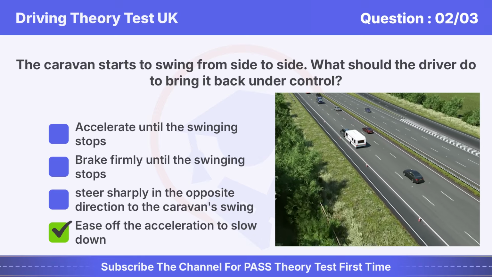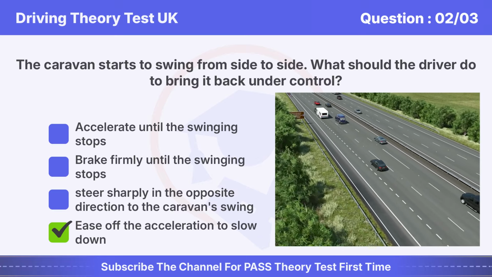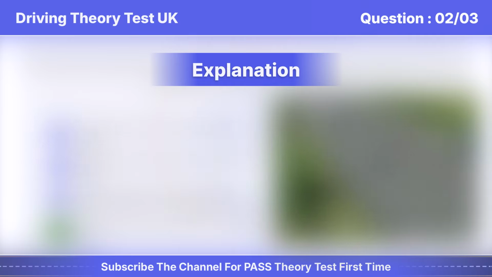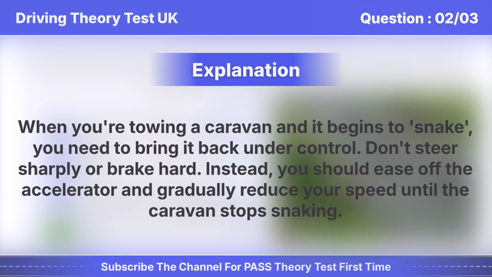Answer is D. Ease off the acceleration to slow down. When you're towing a caravan and it begins to snake, you need to bring it back under control. Don't steer sharply or brake hard. Instead, you should ease off the accelerator and gradually reduce your speed until the caravan stops snaking.